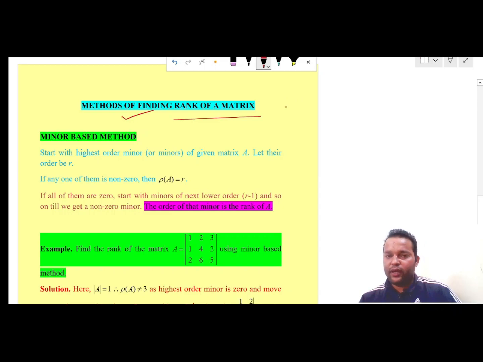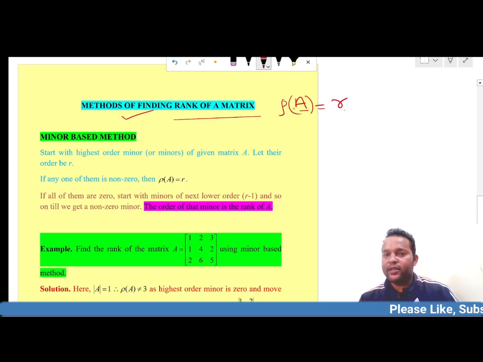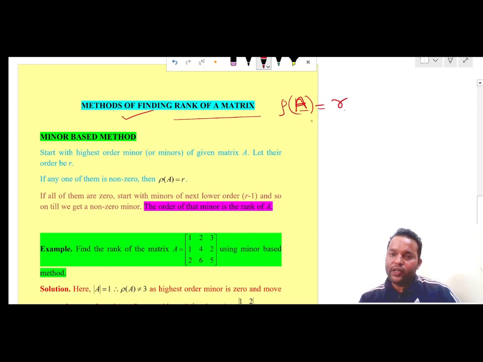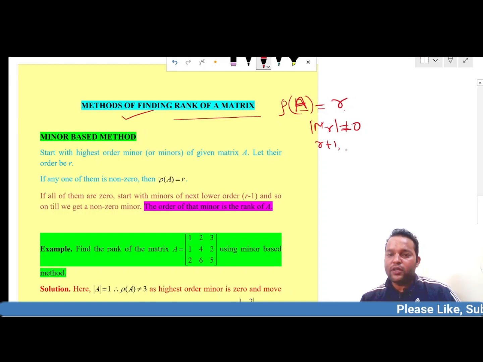In the earlier lecture, we concluded that a matrix A is said to be of rank r if there exists at least one minor of the given matrix A which is of order r, and further the value of that minor of order r should be non-zero, and all higher order minors, that is minors of order r plus 1, r plus 2 and so on, are all exactly 0.